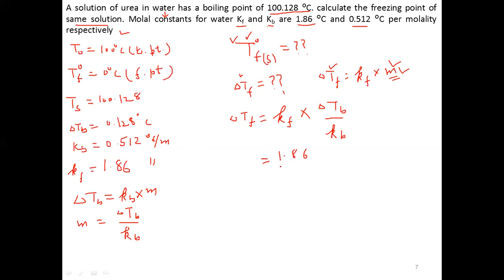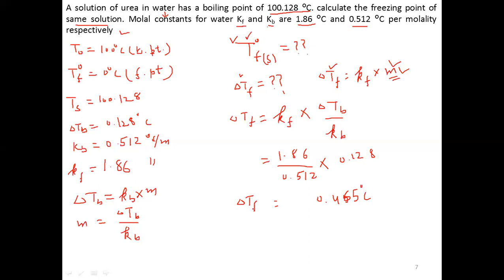1.86, KB is 0.512, and delta TB is 0.128. If we solve it, it will come out to be 1.86 into 0.128 divided by 0.512. It is 0.465 degree Celsius. This is the depression in freezing point.